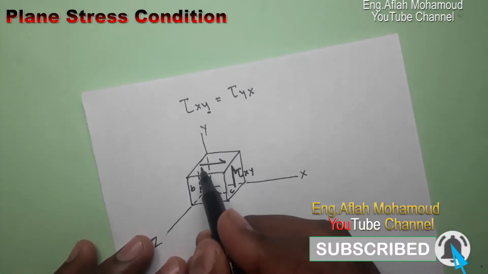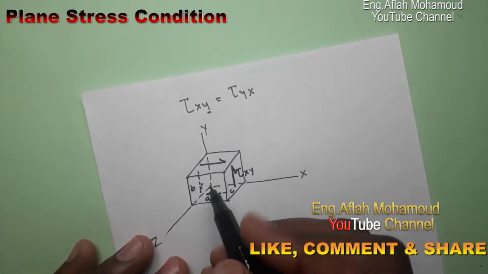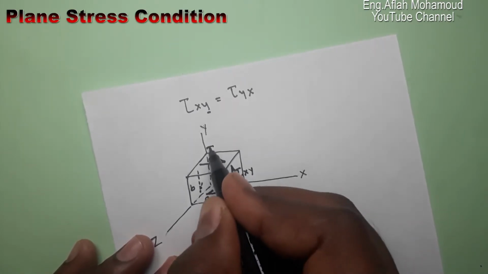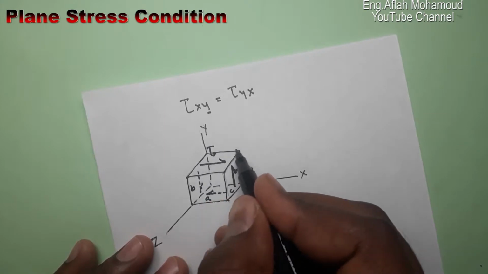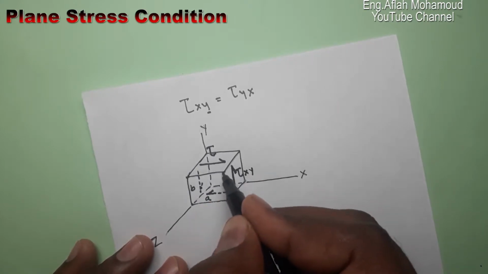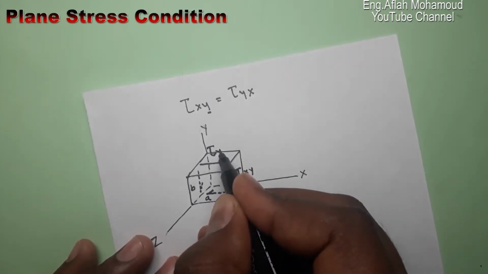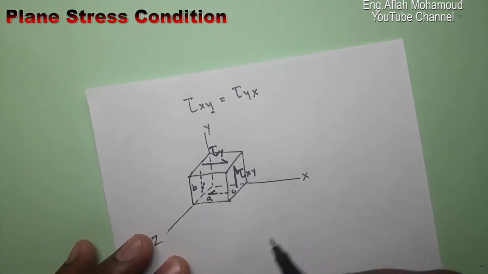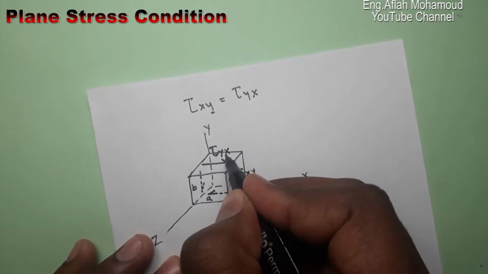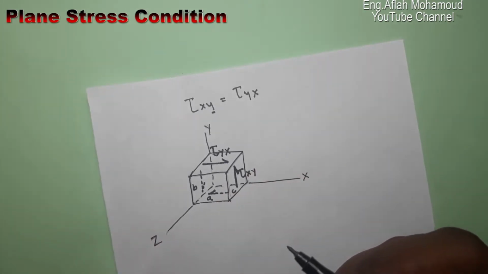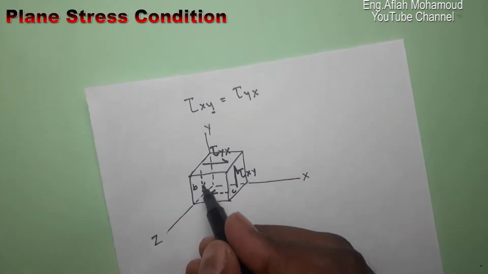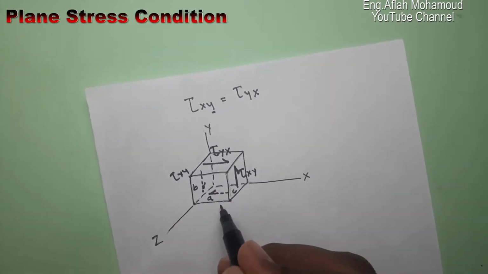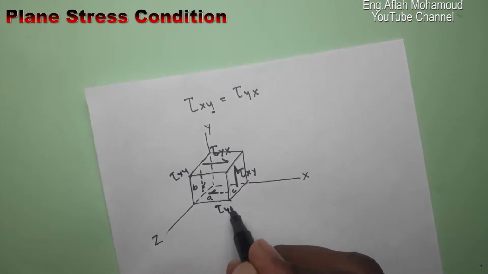In the same way, this shear is acting on the y plane, so we say tau y, and it's acting in the x direction, so it is tau yx. In the same way, if you come here, it is tau xy, and at the bottom it is tau yx.